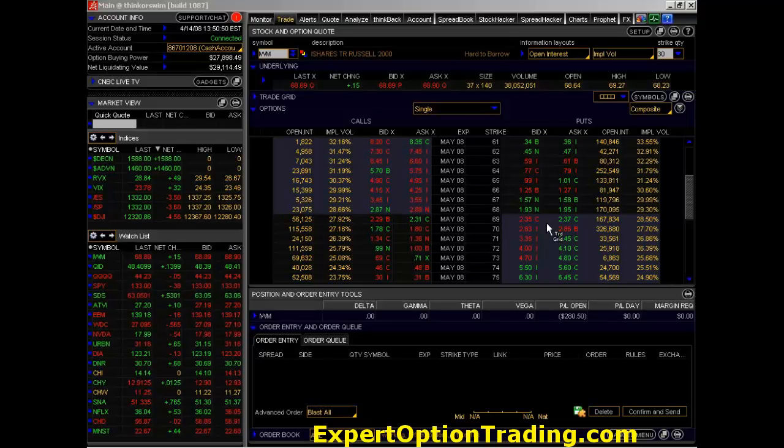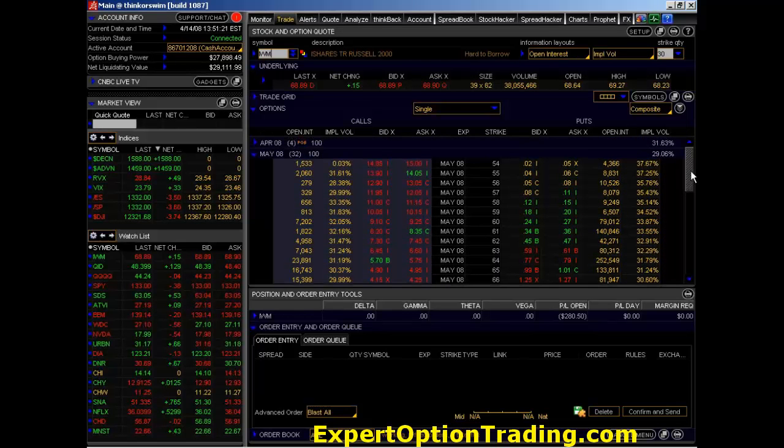The IWM is highly liquid. The option prices are really excellent. You can see that if we take a look here at the May 68 strike, there's only 2 cents between the bid and ask. So they're really tight bid and ask spreads, and they're highly liquid. Lots of open interest on these, and they're pretty easy to get filled. So we're going to take a look at what we can do here on a new position.